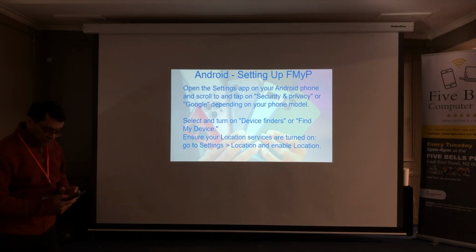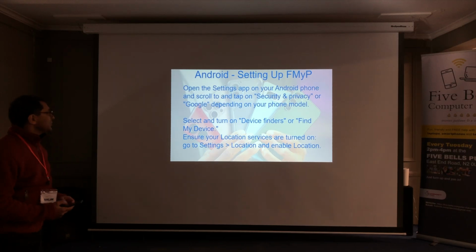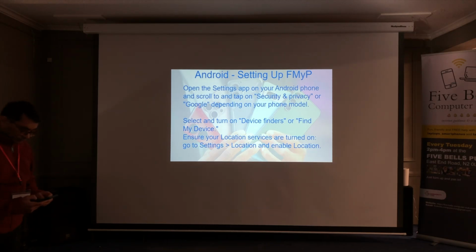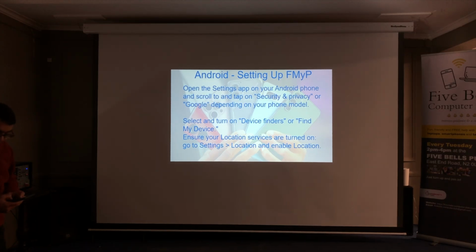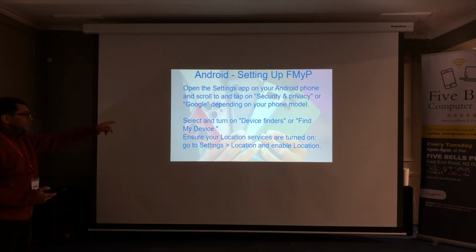I've got an Android phone, so I'm going to go through the Android process first. You go to the Settings app on your phone. It's different if you've got Samsung, just to be awkward. Samsung does things slightly differently. We'll do the Samsung ones next. Go to Security and Privacy. Scroll down until you get to Security and Privacy. It might be under Google if you've got an older phone. You'll find an option called Device Finders on new phones. They've changed the name for some bizarre reason. Or it will be called Find My Device.